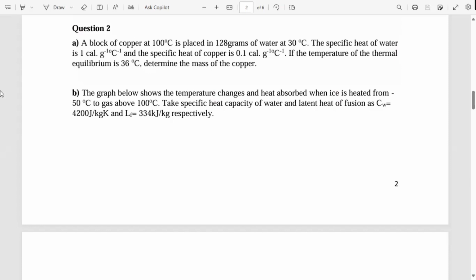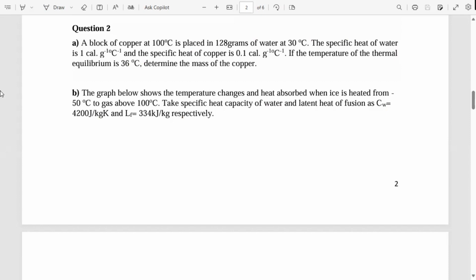The specific heat capacity of water is 1 calorie per gram degree Celsius, and the specific heat capacity of copper is 0.1 calorie per gram degree Celsius. If the temperature of thermal equilibrium is 36 degrees Celsius, determine the mass of the copper.